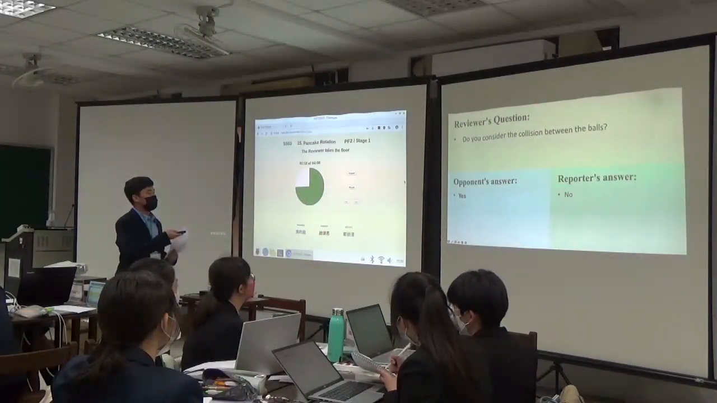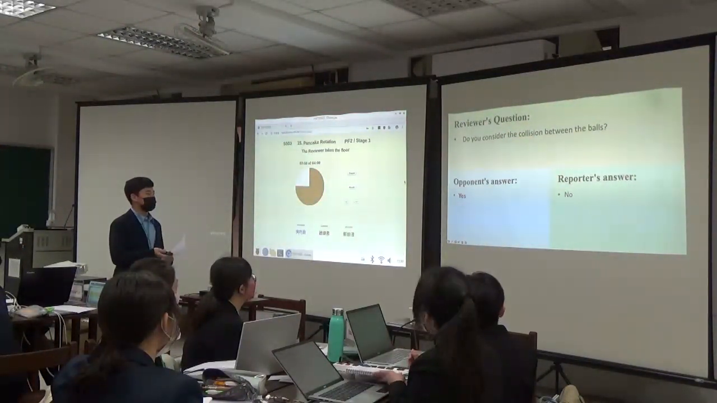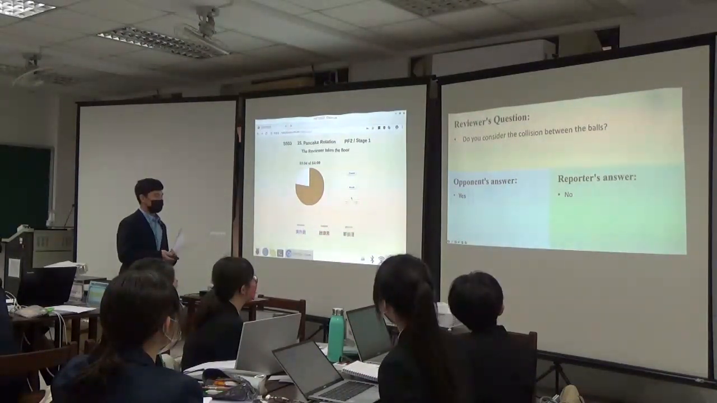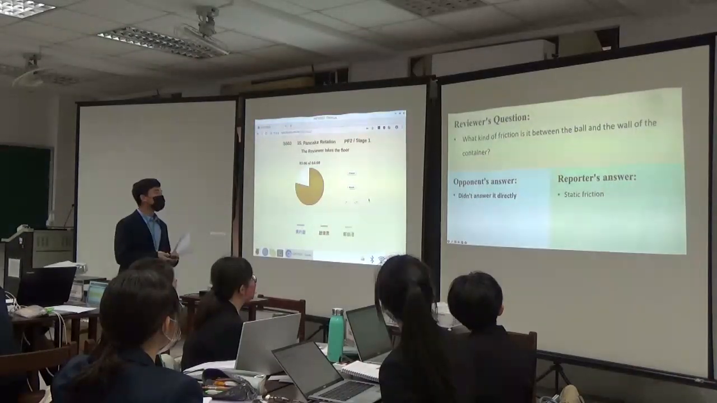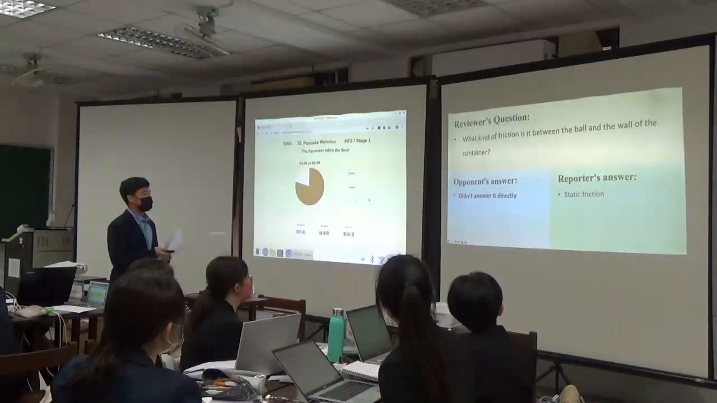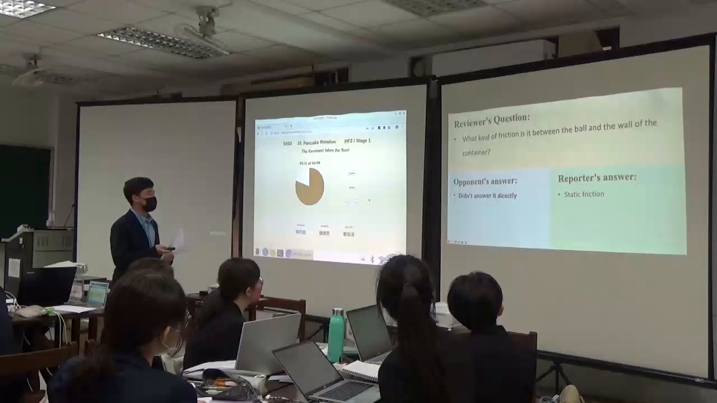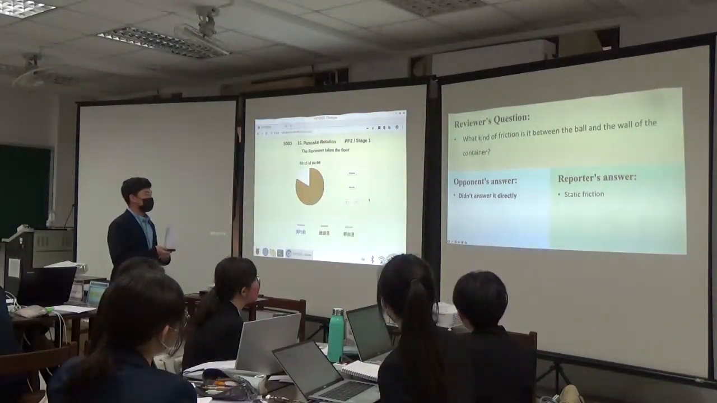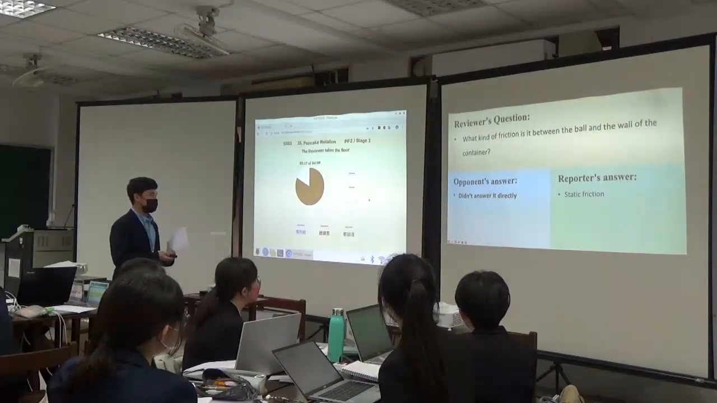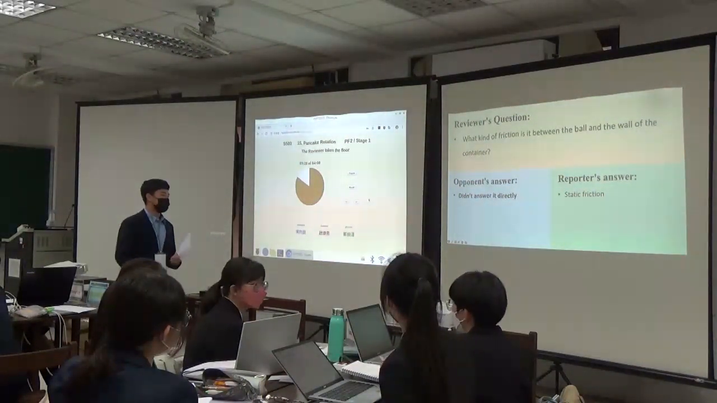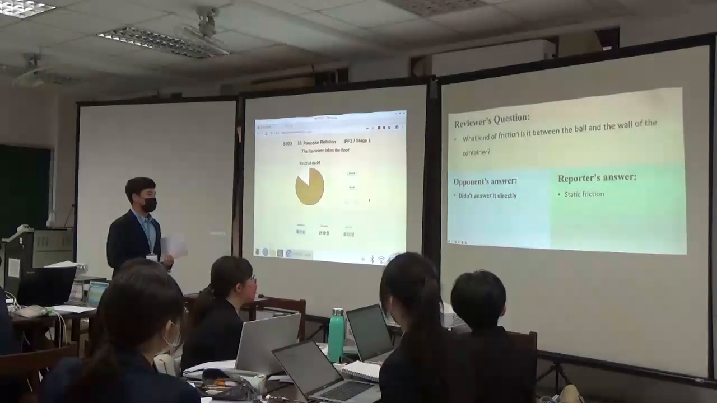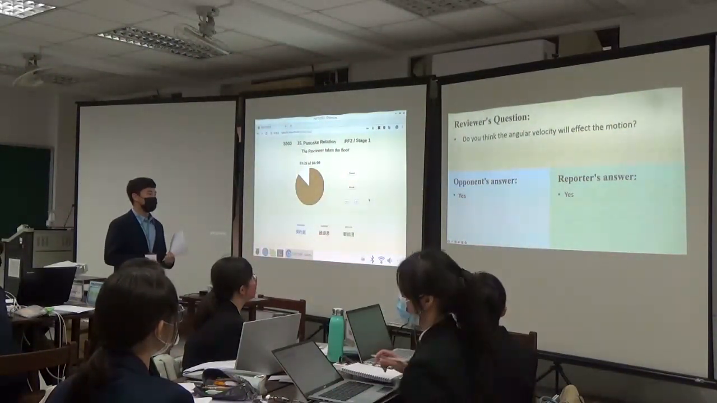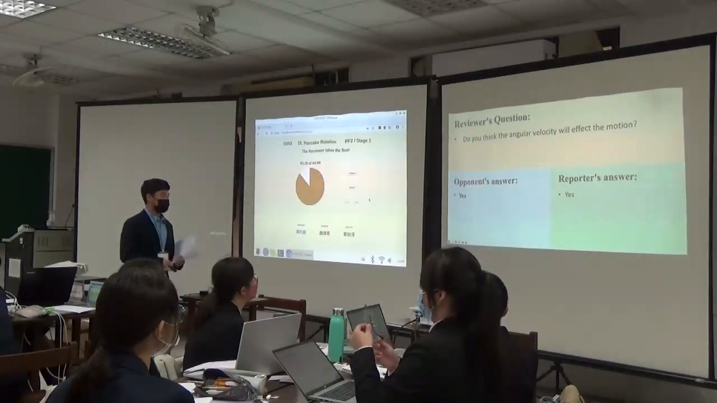Okay, do you consider collision between the balls? Opponent says yes. Reporter says no. What kind of friction is between the balls and the board of the container? The opponent didn't answer directly, and reporter says it's static friction. Do you think the angular velocity will affect the motion? And both of them say yes.